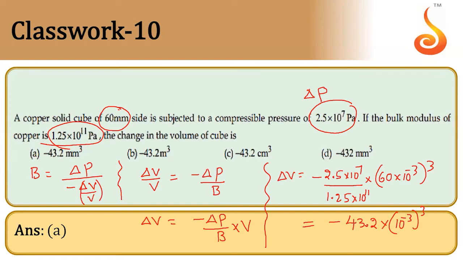Okay. Done, children? All of you got that? 43.2. Since the side of the cube was given in millimeters, I am converting that into SI units, meters. So in one formula, make sure that all quantities are substituted in one system of units. Okay. Next.